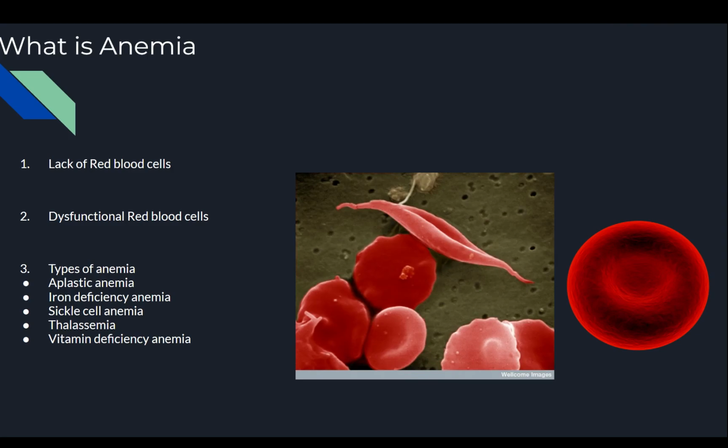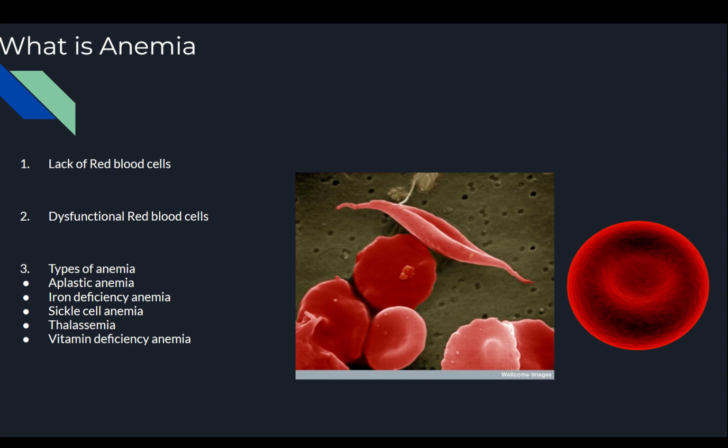Anemia is a condition in which there are not enough red blood cells in a person's circulation, or the red blood cells that a person has are dysfunctional. Not having enough or having dysfunctional red blood cells both lead to an inability for the red blood cells to adequately supply the body's cells and tissues with oxygen. There are different types of anemia.